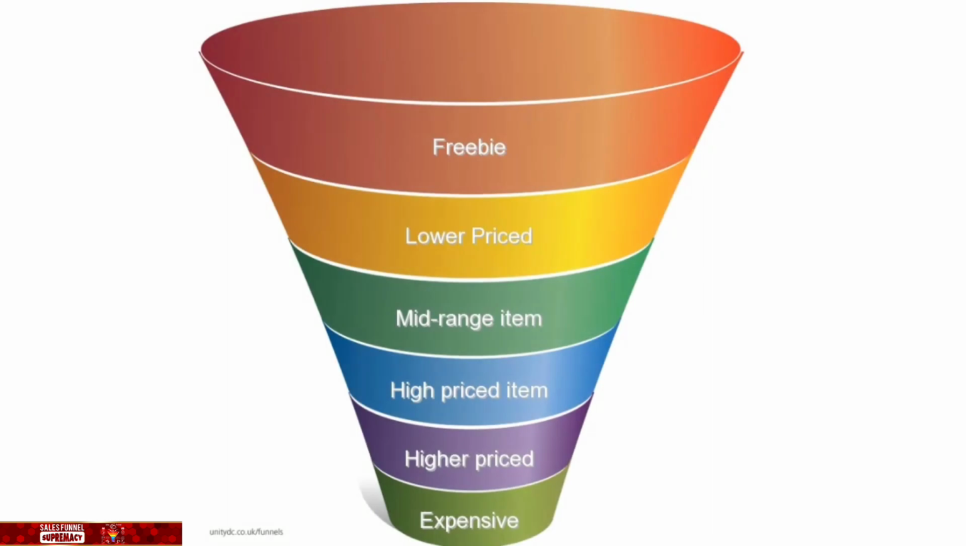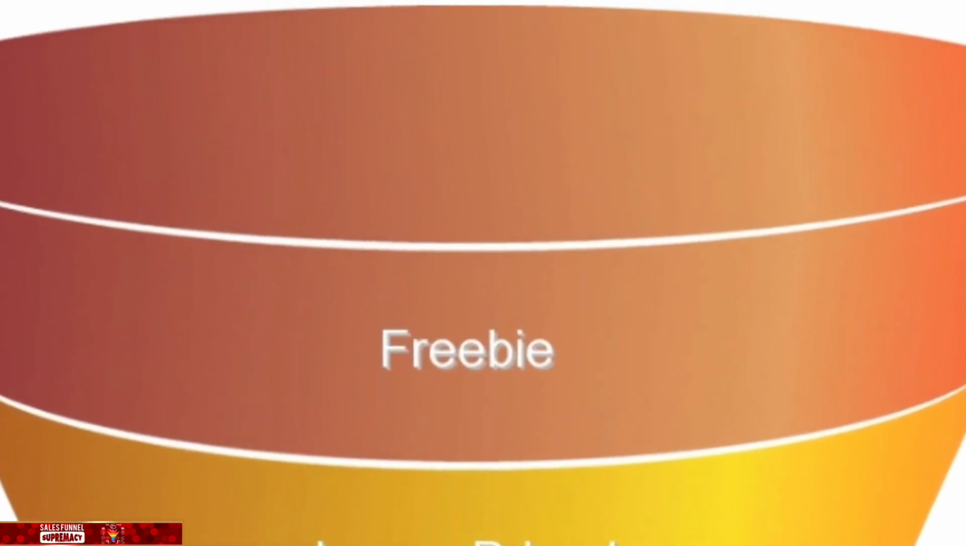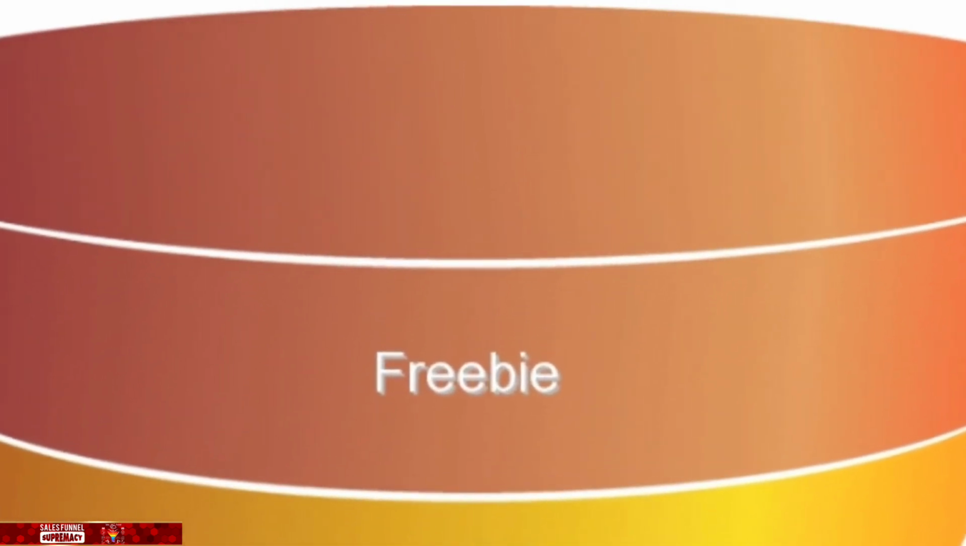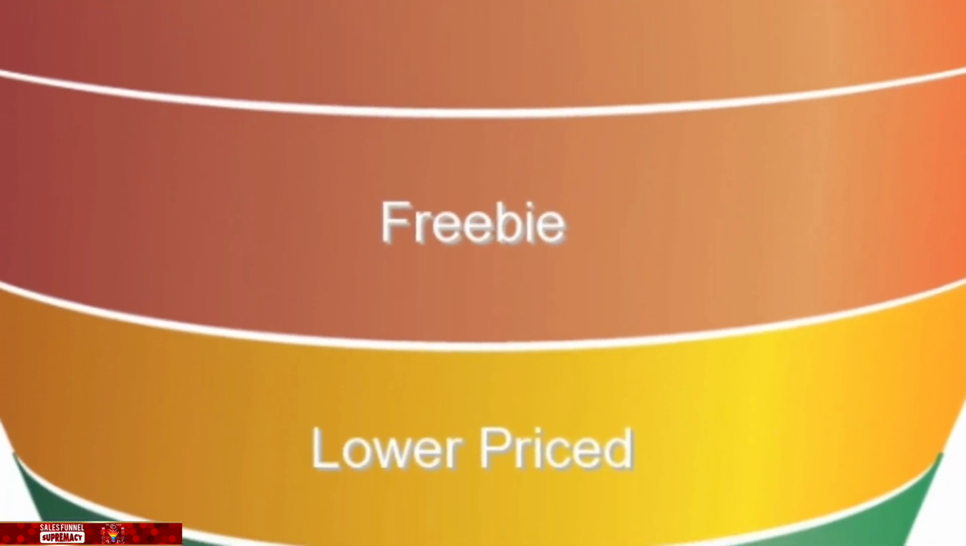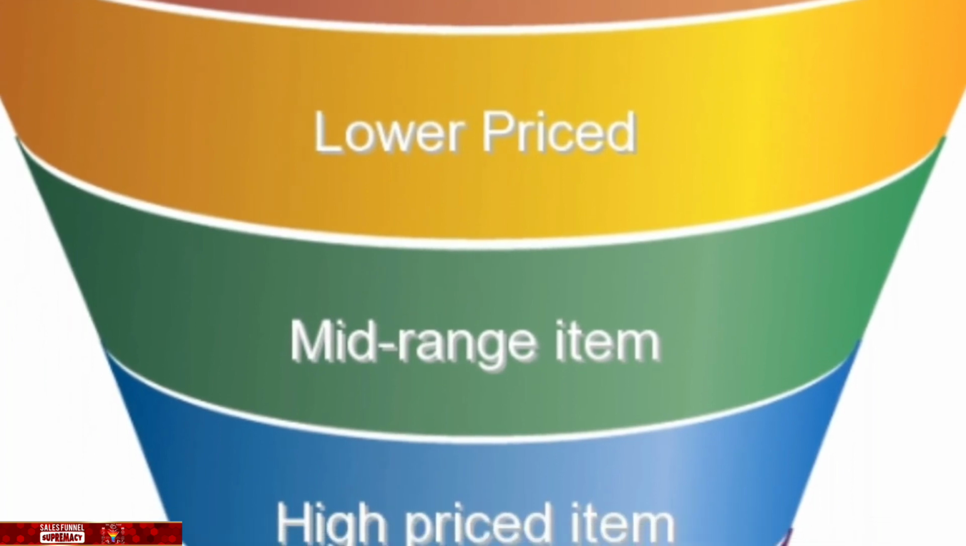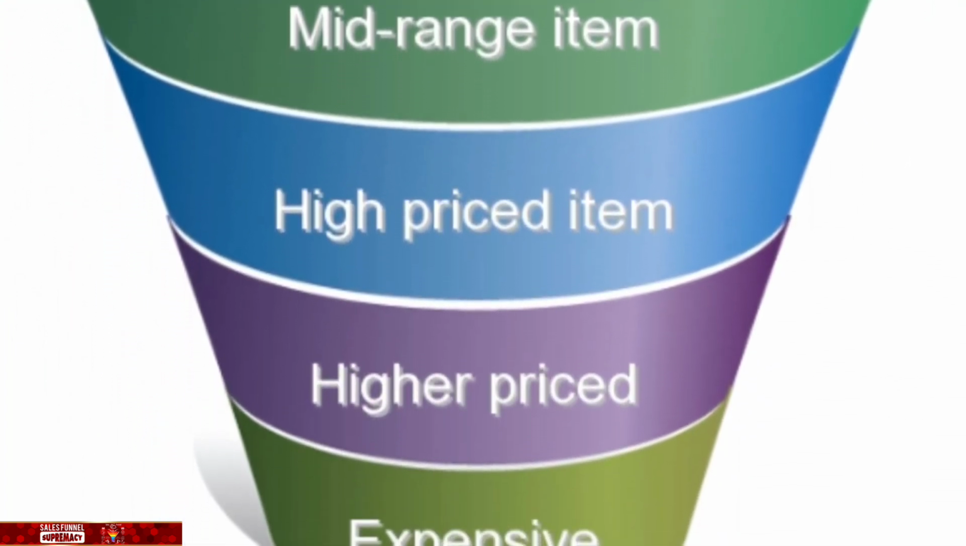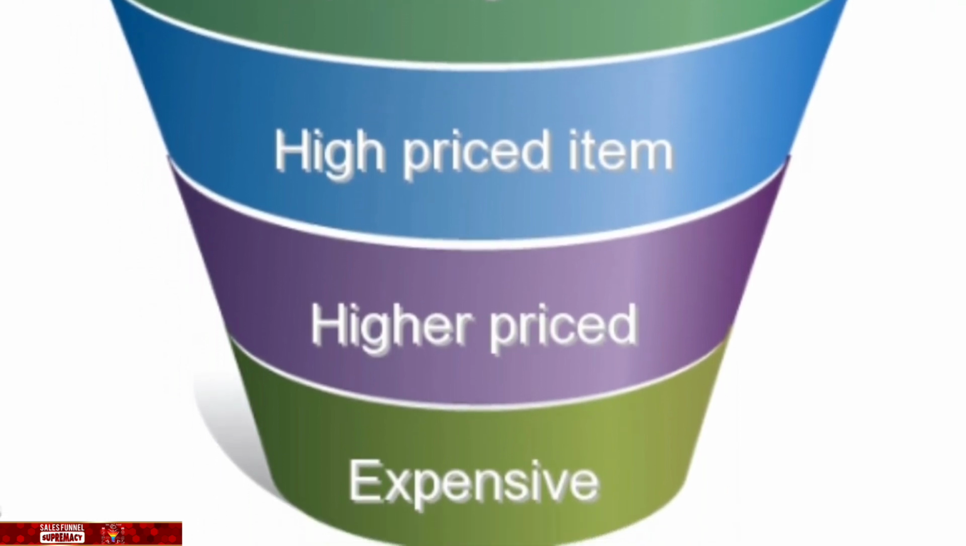Now let's just take a look at a typical sales funnel. You're going to start off at the top of the sales funnel with a freebie, a free giveaway to get people to sign up to your mailing list. Then you're going to sell them a lower priced item, then a mid-range item, then a higher priced item, and then finally a very expensive item or an expensive service.